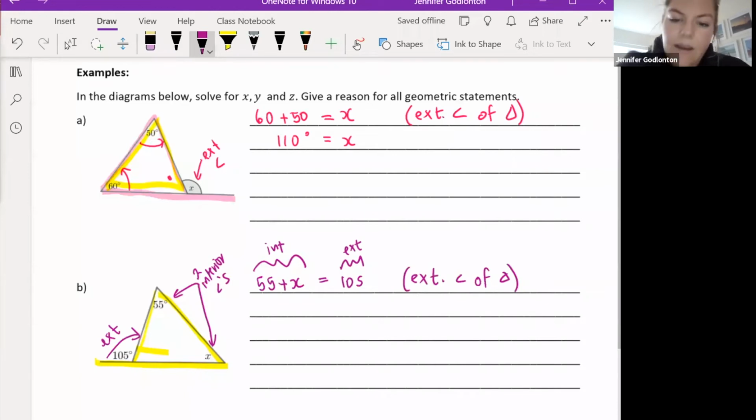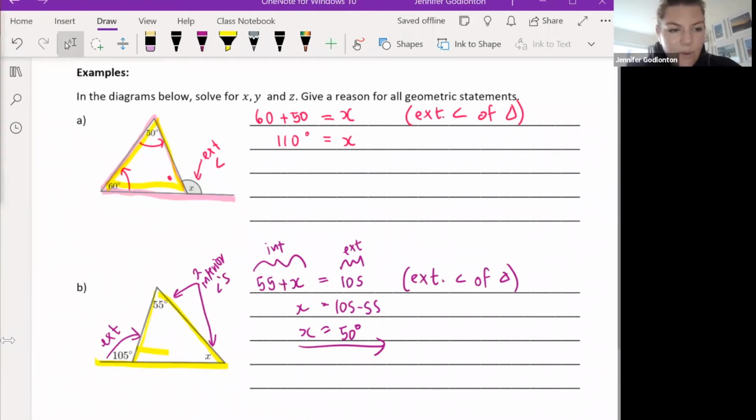Okay. I'm looking for X, so I'm going to move my 55 over. So I'm going to say 105 minus 55. And what are we going to get when we say 105 minus 55? We're going to get 50 degrees. Okay. Have a look, take a photo, ask a question if you need one.